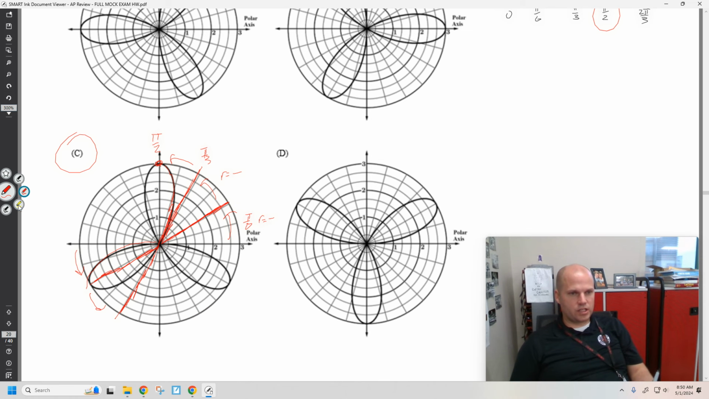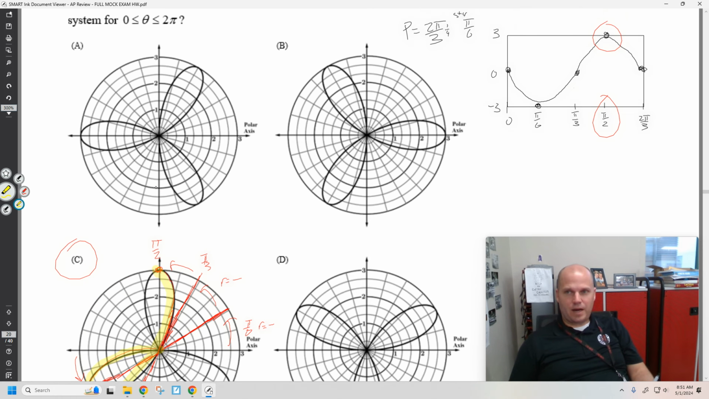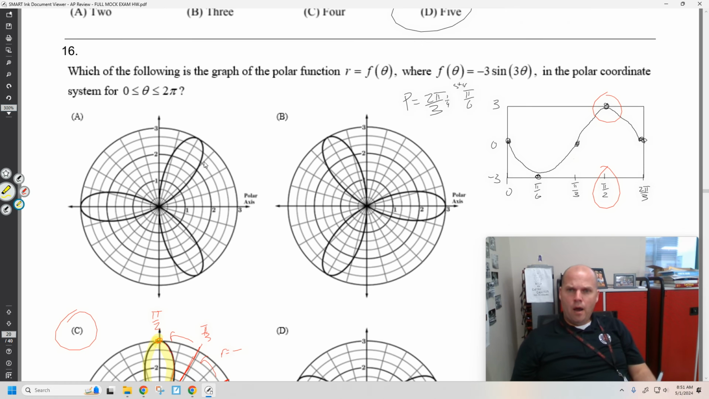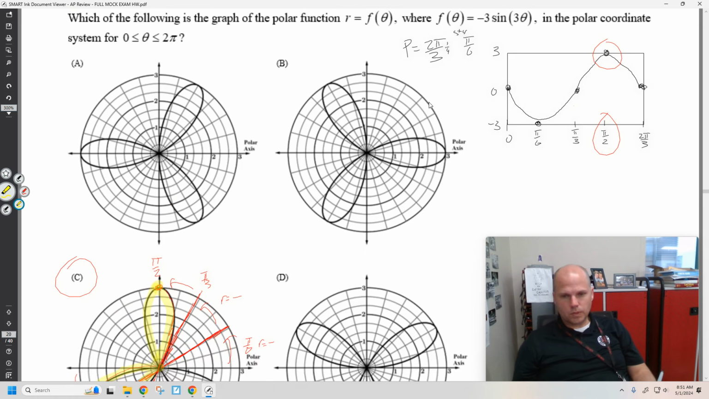If you wanted to trace out how the graph is created, it starts at 0, it goes to negative radiuses, the radius then decreases until we get to pi over 3, and then from pi over 3 to pi over 2, we have that. And then from pi over 2 to 2 pi over 3, we go there. So we only just graphed two of the guys over this one period, which is interesting. But that's good.